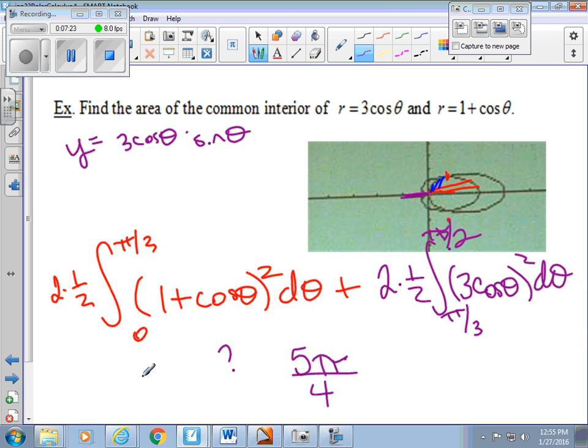Doing it that way is 3.6. You got what? It's 3.96. I think it's 5 pi over 4. Which calculator gives you the 5 pi over 4 answer? The TI-89 will actually give you the 5 pi over 4 answer. The TI-84 will give you the decimal equivalent.